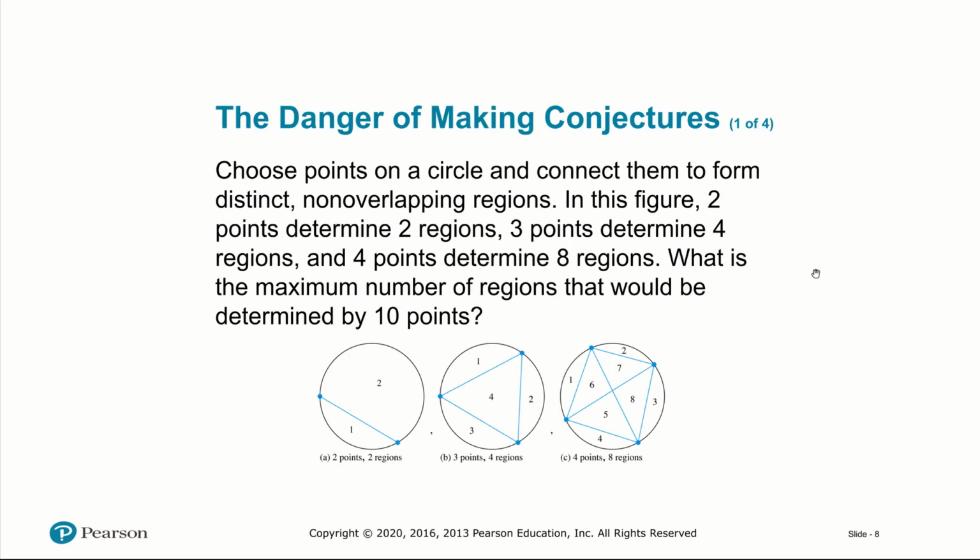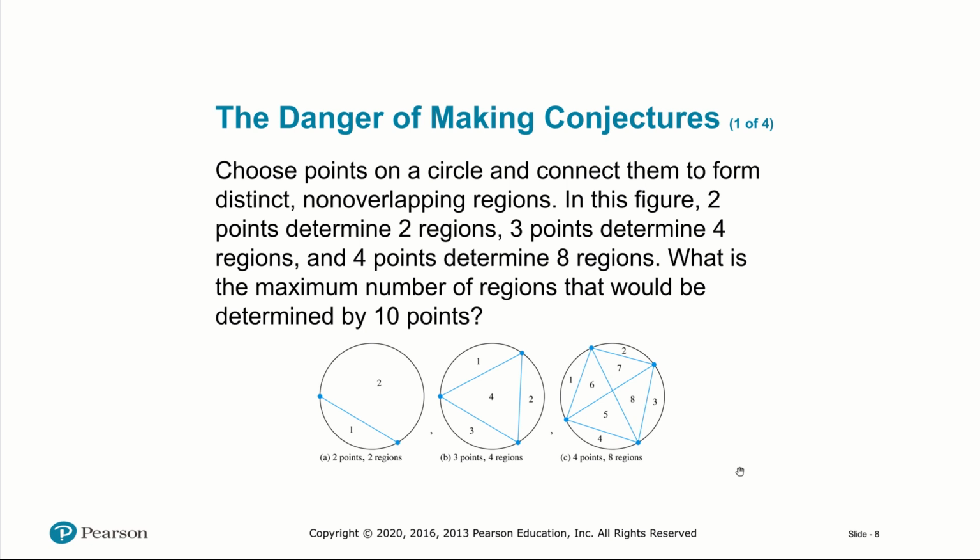Here's another tempting conjecture. Here we notice that if we take a circle and then take 2 points on that circle and connect them with a straight line, we break the circle up into two regions. Then if we do that with 3 points, we end up with 1, 2, 3, 4 regions within the circle. And these are disjoint regions, right? They have no points in common. Now, when we do it with 4 points, if you count the regions, you'll see that you end up with 8 regions.